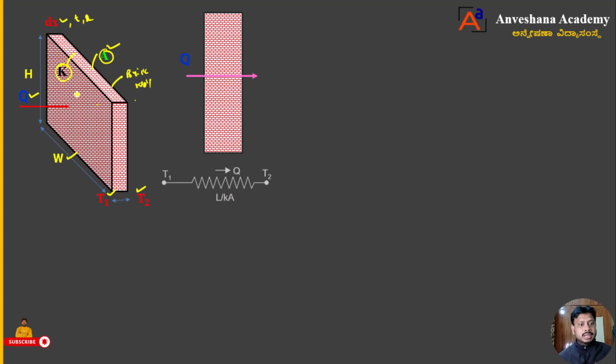To solve this numerical, dear students, I will take this as my front view and I will try to draw the diagram. This is my schematic diagram. So heat is moving from the high temperature region to the low temperature region through a brick wall. This is the brick wall I have taken, dear students. Fine.